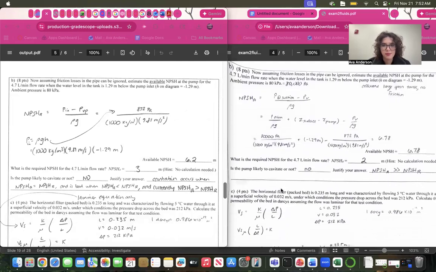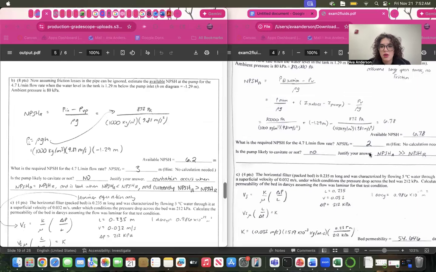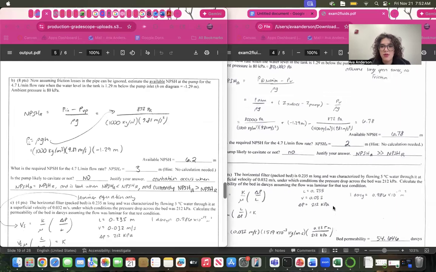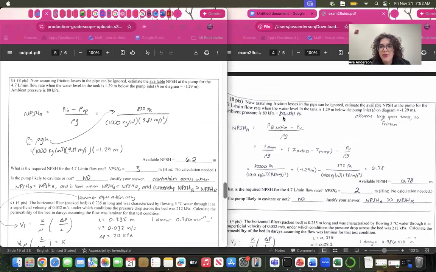For B, you're just pulling that number off the table. Anyways, I converted 80 kPa to just pascals, and we're assuming it's a large open tank, no friction.